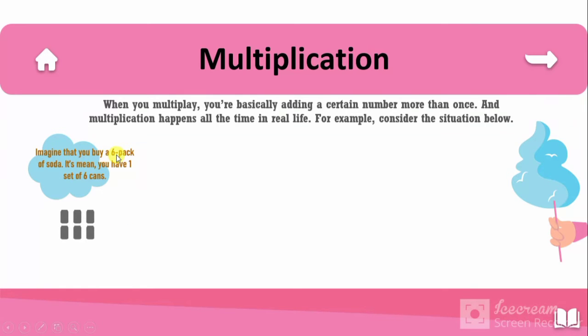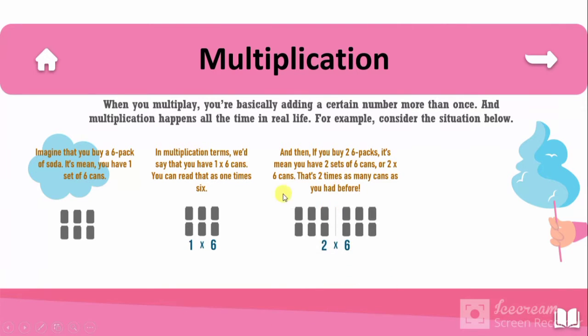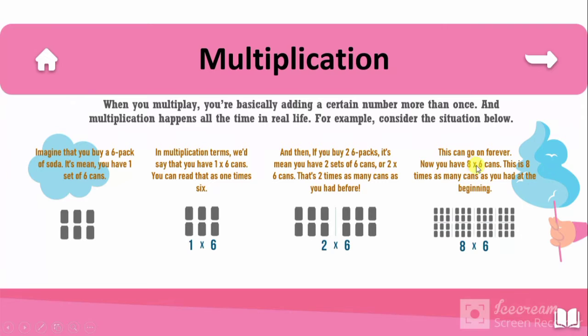Imagine that you buy a 6-pack of soda. It means you have one set of 6 cans. In multiplication terms, let's say that you have 1 times 6 cans. And then, if you buy 2 6-packs, it means you have 2 sets of 6 cans, or 2 times 6 cans. That's 2 times as many cans as you had before. This is 1 set, and this is 2 sets. This can go on forever. Now you have 8 times 6 cans. This is 8 times as many cans as you had at the beginning.